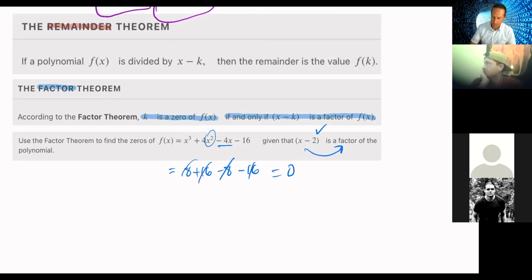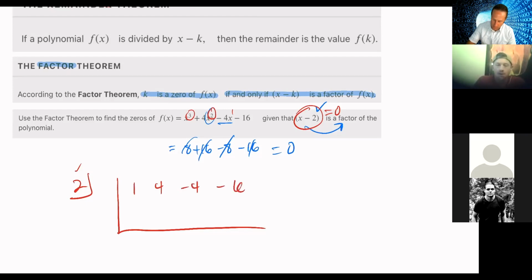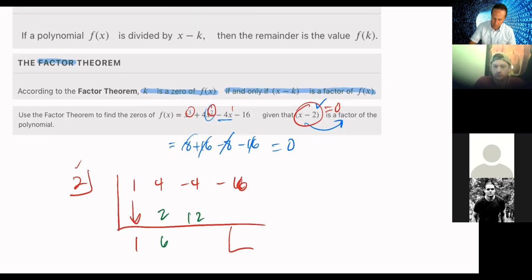If you wanted to prove it, you could do a quick little synthetic division, where I'm going to take the opposite of that, or where it gives me 0, which is positive 2, and then 3, 2, 1, 0. We're good. Take the coefficients, 1, 4, negative 4, negative 16. Bring the first thing down. There's my setup. Now watch how fast this can be. 2, 6, 12, 8, and then 16 to get my 0.